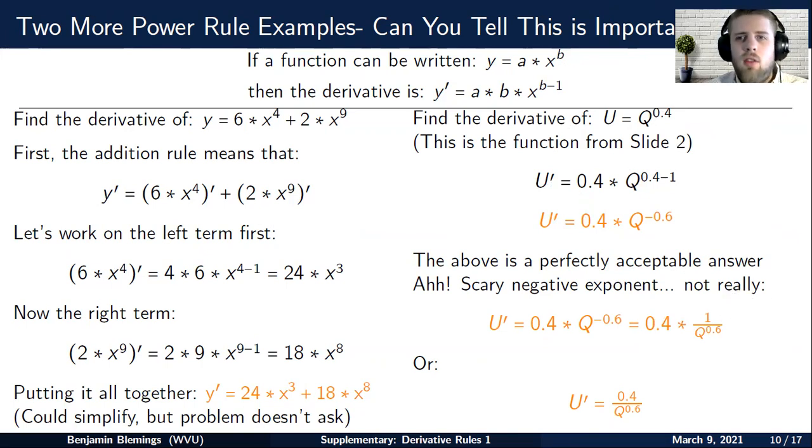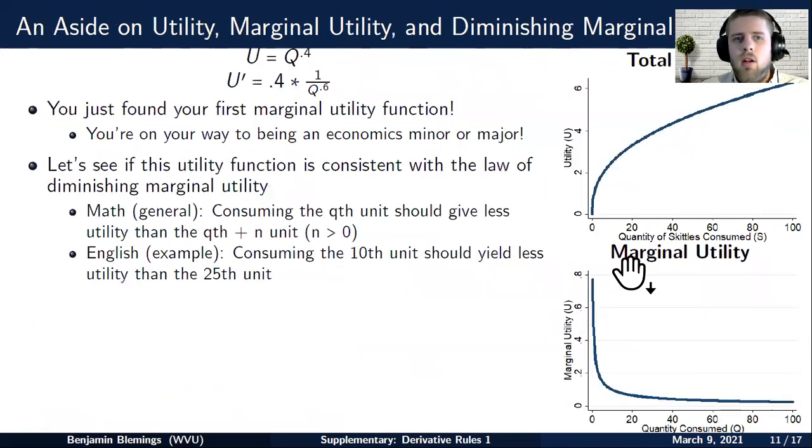So if we want to get rid of the negative, then we can just send it to the denominator of a fraction, and then we can even simplify this, and we get u prime equals 0.4 over q to the 0.6, and that's just the derivative. And so we have just found our first marginal utility function from our total utility function. So we're on our way.